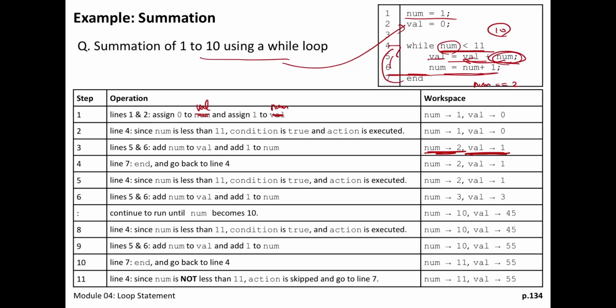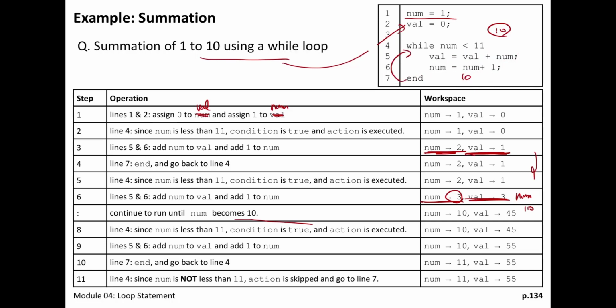2 is less than 11. So the action is executed again. Then val becomes 3 because of 1 plus 2, 3. And then num becomes 3, right? And then keep iterating until num becomes 10. Here's the num becoming 10.